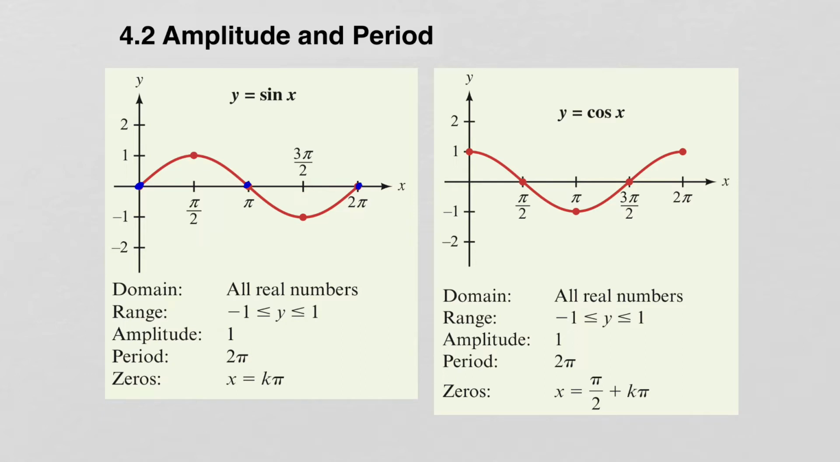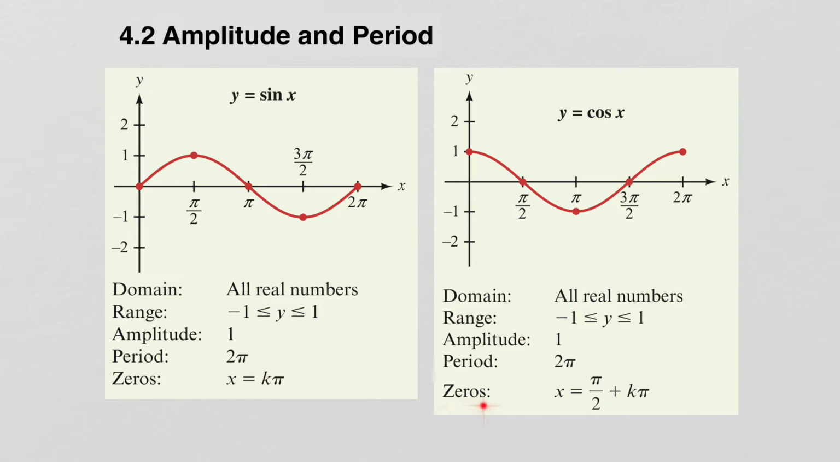For the cosine graph, same situation, except that the cosine starts at its highest value, which is 1, then goes down to the middle, down to its lowest value, back to the middle, and back to its highest value. It does all this in a distance of 2 pi units, which is the period of the cosine graph. Amplitude is 1 because it goes 1 unit above and 1 unit below the x-axis. The range of y values is between -1 and +1. And of course, its domain is all real numbers.